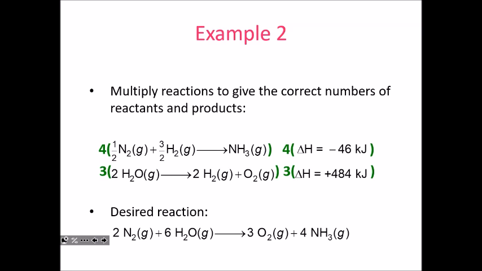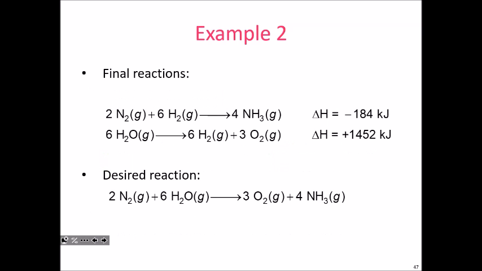We are trying to achieve this overall desired reaction at the bottom. We want that formatted this way. Okay. Yes, we need 2 nitrogens plus 6 waters, giving us 3 oxygens and 4 ammonias. So 4 times the negative 46, multiply that. Now, what I do is I rewrite the equations at this point with their correct coefficients. I write their new delta H's over here. Here are our new delta H's that have been multiplied, and the signs have been changed because we flipped them both.